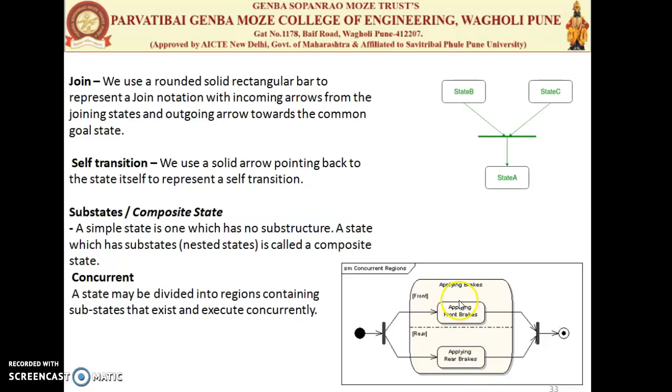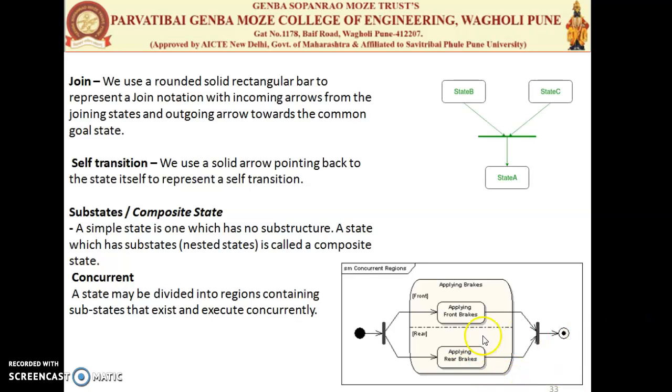Now there is another point, that is concurrent states. If two or more states are running simultaneously, those states are called concurrent states. Suppose you have to apply the brake immediately. What we are doing is pressing both the front and the rear brake. Both actions are done simultaneously, both are occurring concurrently.